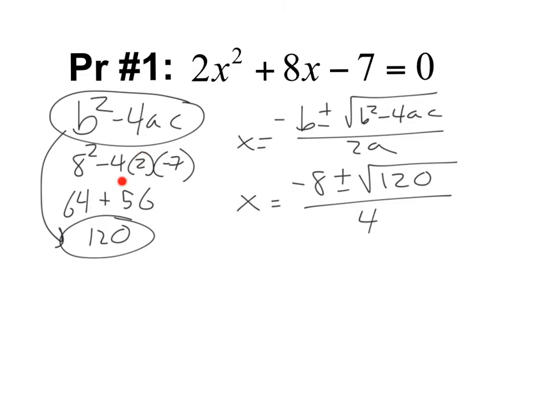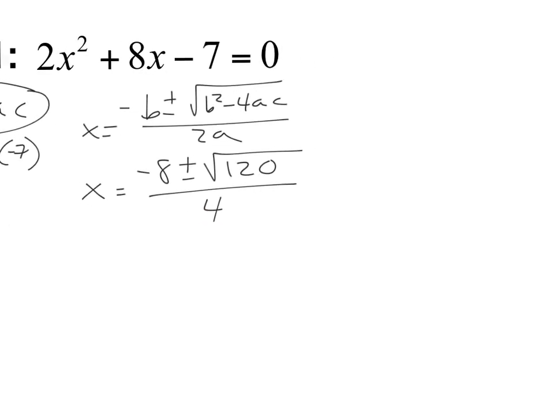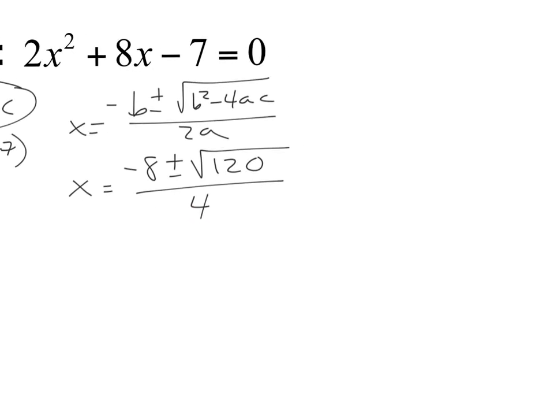Okay, hopefully you did this part, got 120 for your discriminant. Then you plug in all your values, you got negative 8 plus or minus the square root of 120, all over 4. What I want to say here is this square root of 120 can be simplified. So I'm going to show you what I mean.